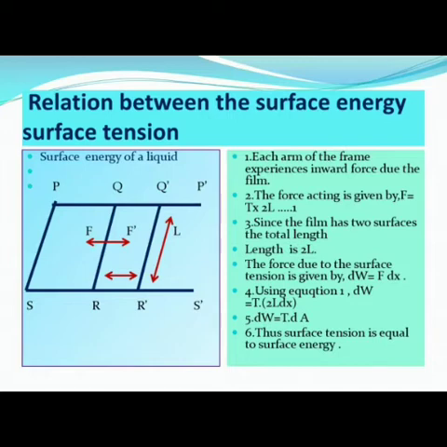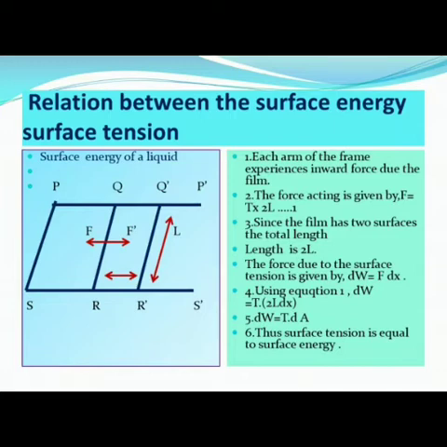When I talk about the relation between the surface energy and surface tension, we'll come to the work done in moving the film from one position to another. Let us begin with the derivation. Each arm of the frame experiences an inward force due to the film, and the force acting is given by F is equal to T multiplied by 2L. 2L is the length, which is twice, because we consider the upward position as well as the downward position. Since the film has two surfaces, the total length is 2L.